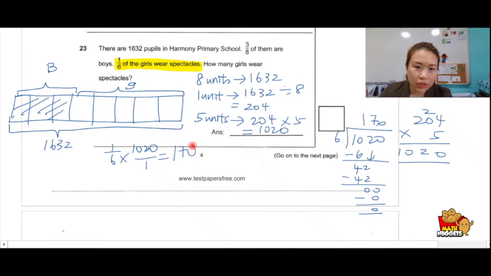Which is 170. So the answer is 170 girls wear specs.